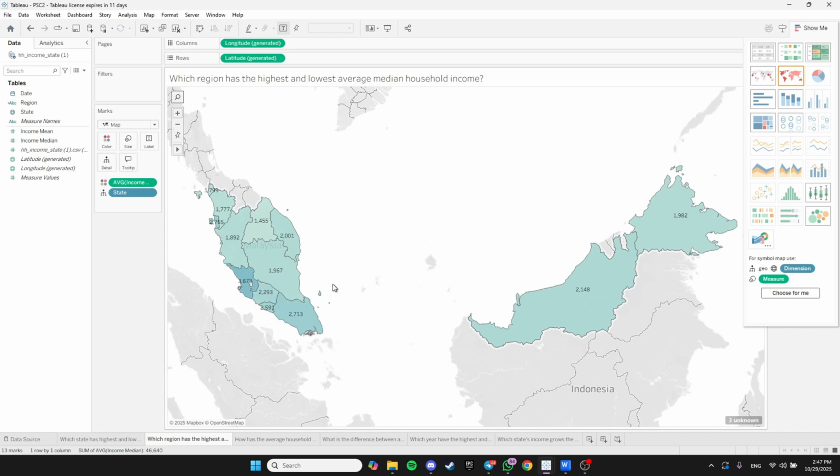Darker colors represent higher income, while light colors represent lower income. Putrajaya and Selangor have the highest median income, meaning most households earn more. Kelantan, Sabah, and Perlis are amongst the lowest. This helps us to see income inequality based on geography.